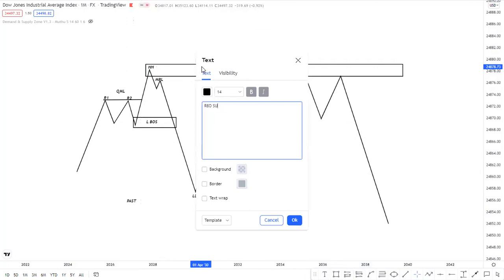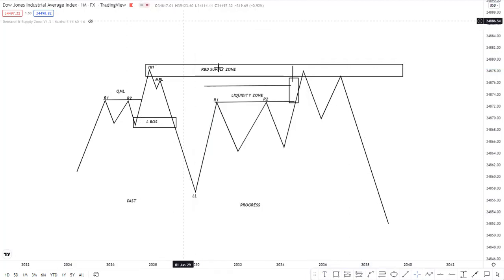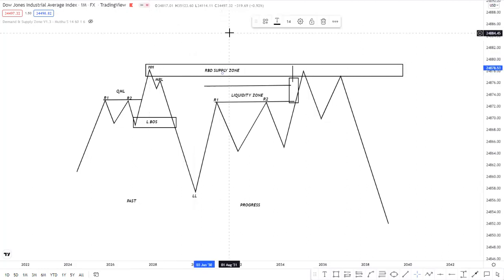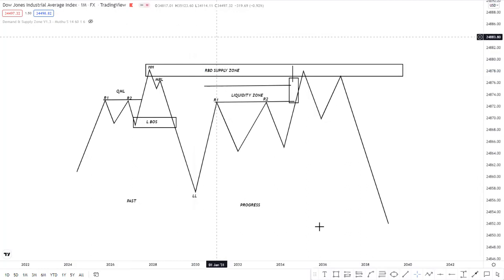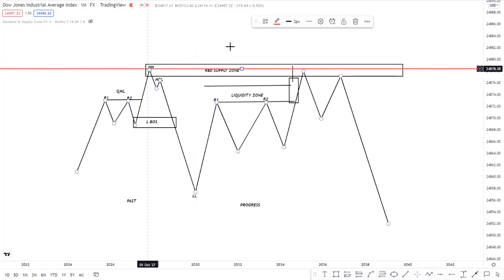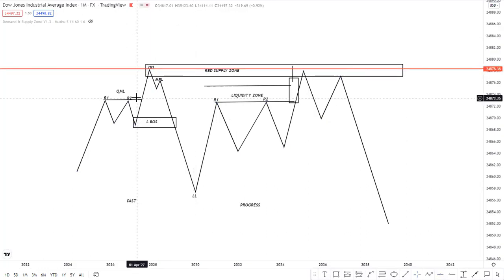RBD, rally base drop supply zone. So you always have to make sure that this zone is fresh. Another thing that I forgot to mention is you always have to put a horizontal line on your higher high and then zoom out of your chart so that you make sure that that level is not having contact in the past, in the recent past.